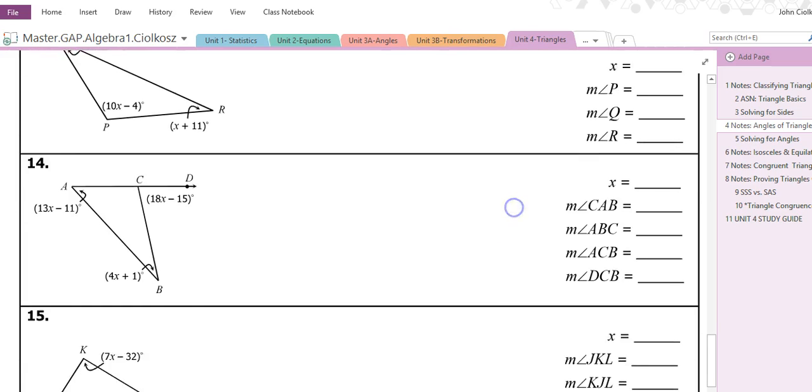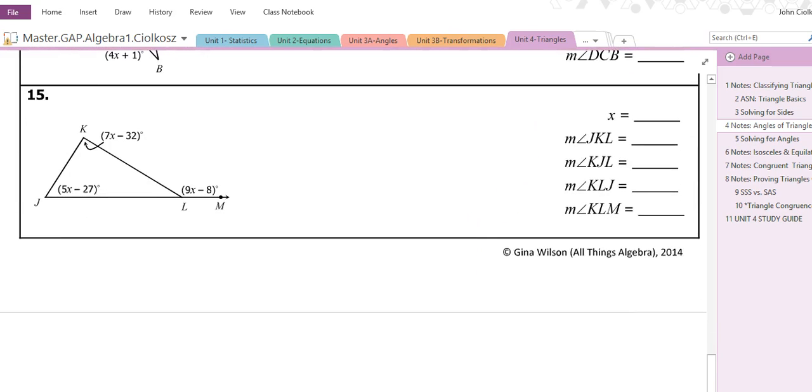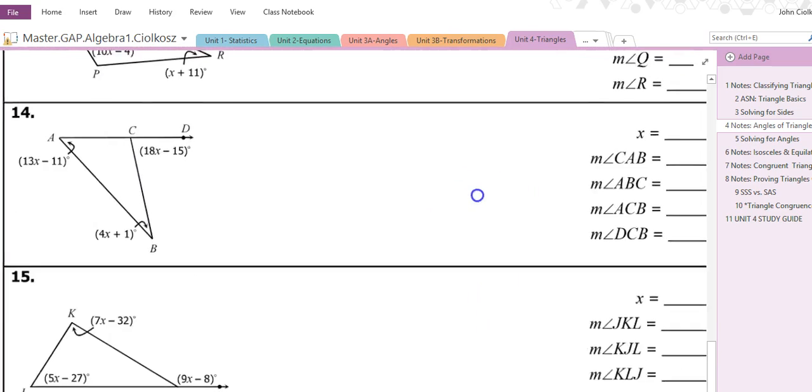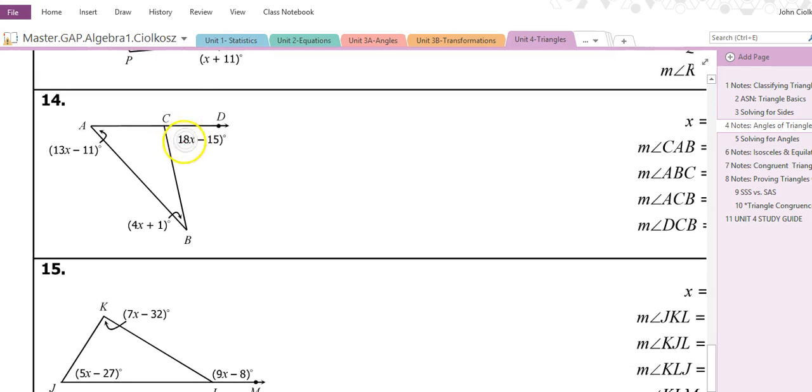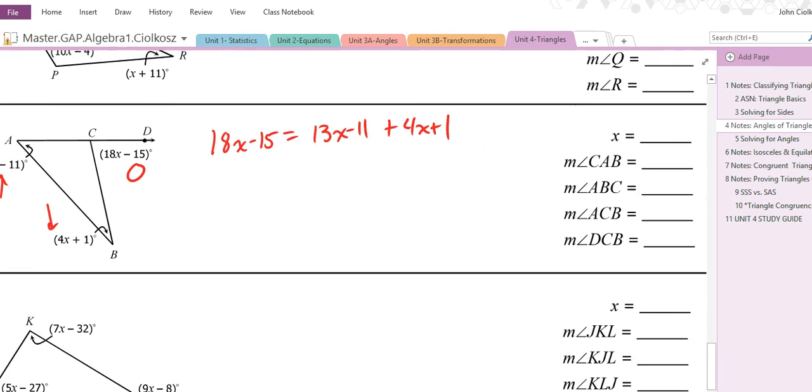13 is similar to 12. And 14 we'll kind of talk our way through. So here I have an exterior angle. So this one must be equal to the sum of these two, so this one and this one. Solve for x, plug back in, we'll find our answers here.